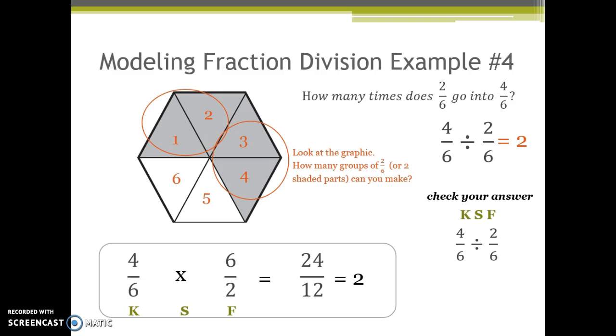Now your homework for tonight is a little bit different. It's not specifically going to be on modeling, but go ahead and answer those questions and you'll see what it's like. But we're going to do a lot of these in class tomorrow so you can get a feel of it. But you're going to use these fractions and either draw arrows or circle groups to let you know what your answer is.